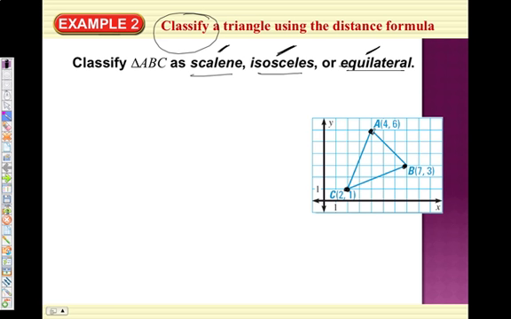Okay? So you just have to do it one by one. It doesn't matter where you start. Okay, let's do A to B. Okay, use the distance formula. So let's kind of look at that.